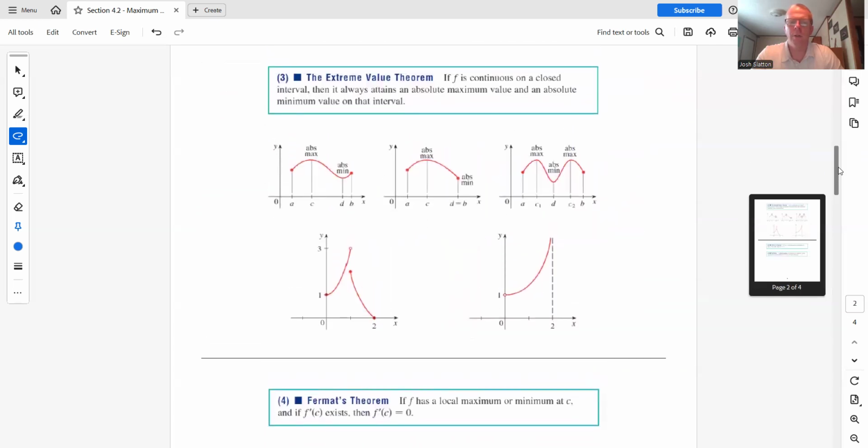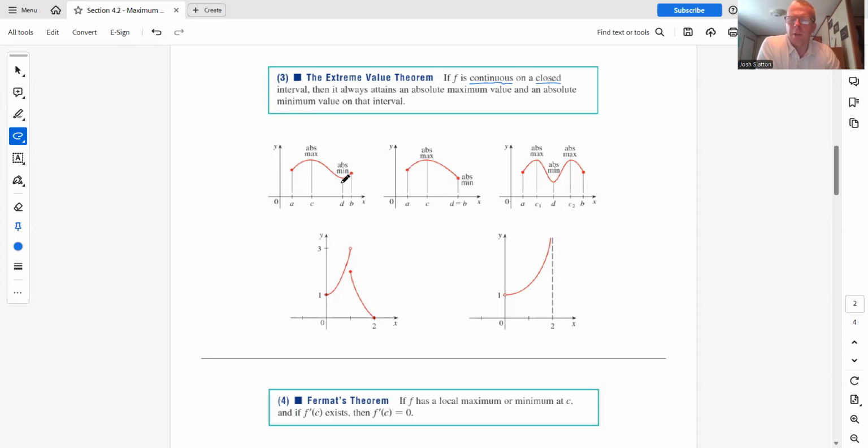Moving along, so the extreme value theorem. If f is continuous on a closed interval, then it always attains an absolute maximum value and an absolute minimum value. So a couple of keywords here. We have continuous. We know what continuous means intuitively. Now closed, when we talk about closed interval, probably you've heard this term, but this is just talking about we're including the endpoints. So on all of these, we're on the interval from A to B. A is in the interval and B is in the interval. So we're including those endpoints.